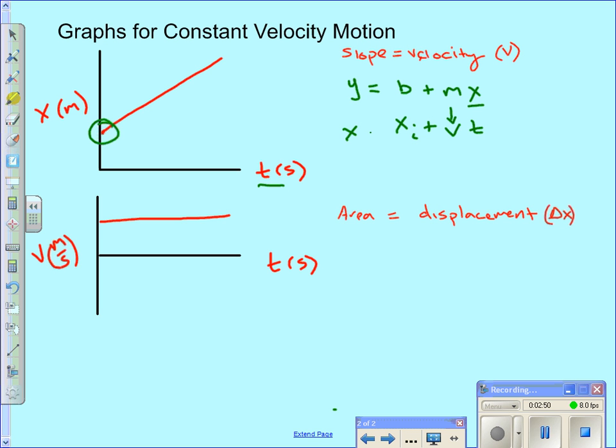So we've already found our first kinematic equation. The position can be calculated by this equation. If you know where you start and your velocity and how long you're traveling at that speed, you can predict or calculate where you're going to end up. Let's take a look at the other one.